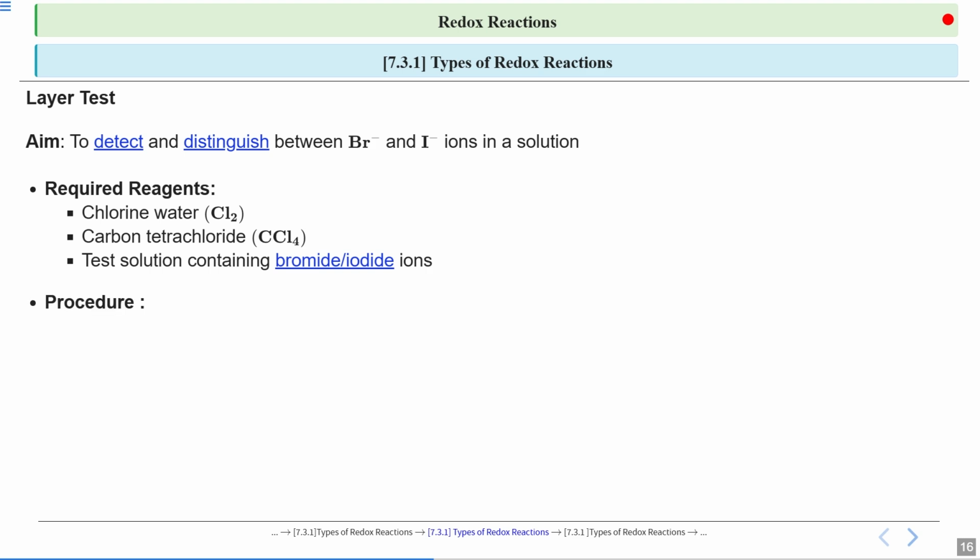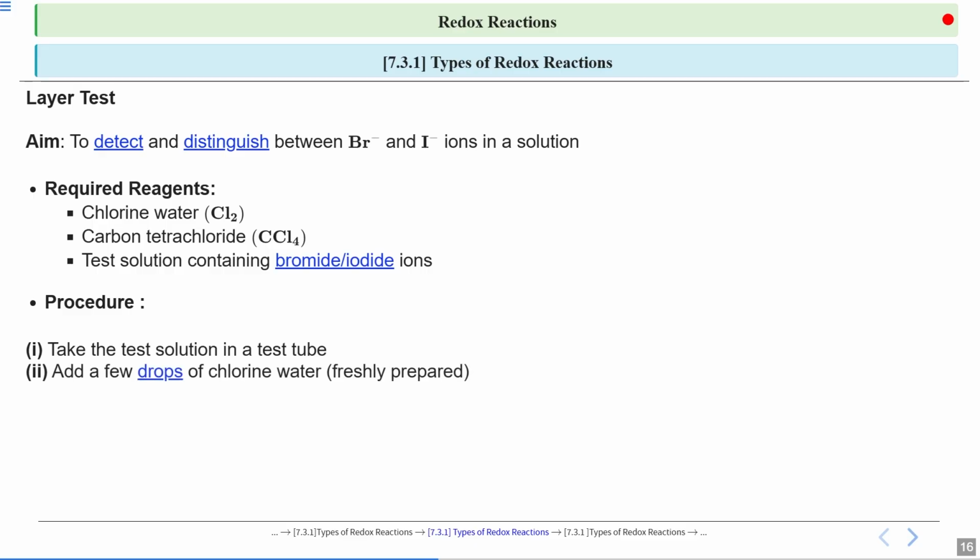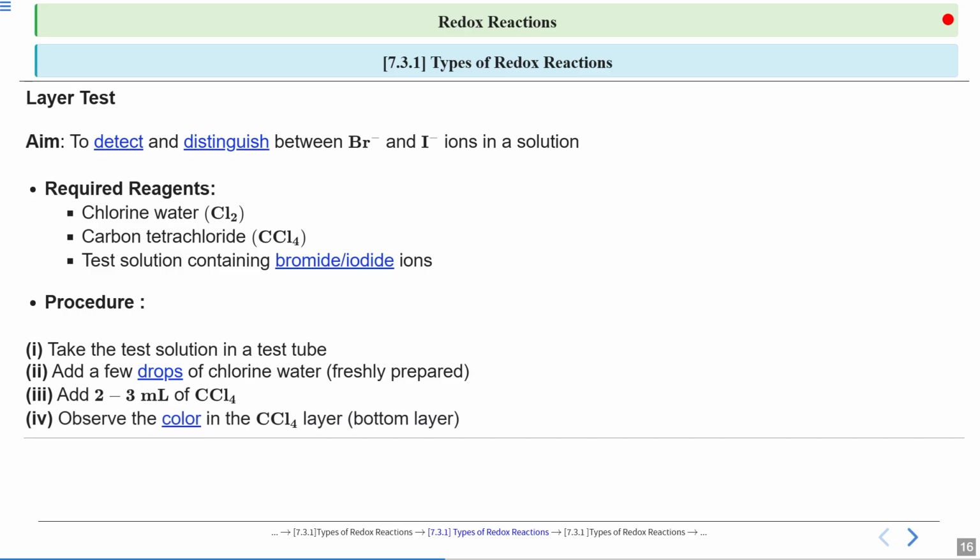So how would the test continue? If we take the test solution in a test tube, we just add a few drops of freshly prepared chlorine water, and add 2 to 3 ml of CCl4, that is carbon tetrachloride, and observe the color change, because the color will change and can be observed as the bottom layer in the CCl4 solution.